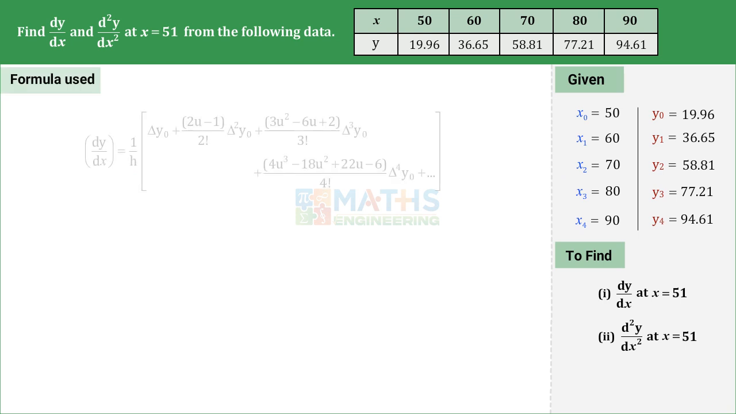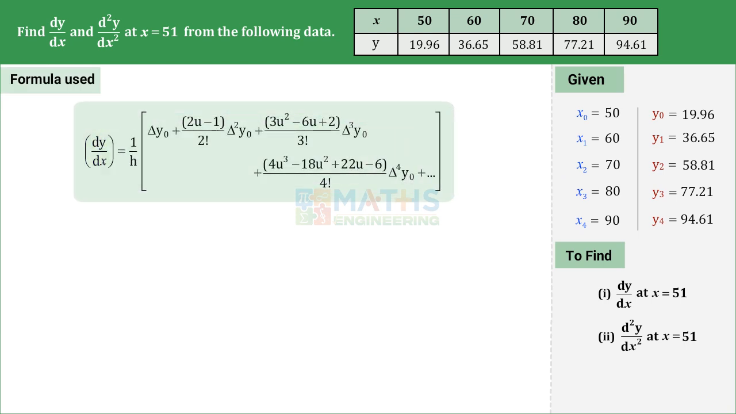Shall we state the formula? Dy by dx is equal to 1 by h into del y0 plus 2u minus 1 divided by 2 factorial del square y0 plus 3u square minus 6u plus 2 divided by 3 factorial into del cube y0 plus 4u cube minus 18u square plus 22u minus 6 divided by 4 factorial del power 4 y0 plus etc. Here xn is the given x value.